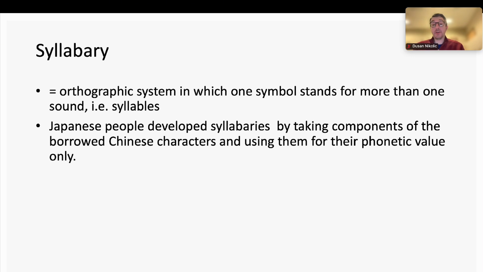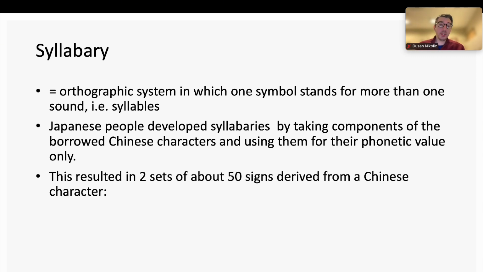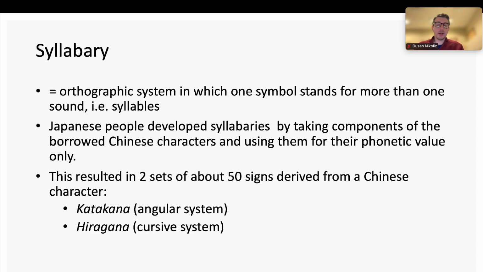Japanese people developed syllabaries. They were among the first who developed syllabaries by taking components of the borrowed Chinese characters and using them for their phonetic value only. This resulted in two sets of about 50 signs derived from Chinese characters, the katakana and hiragana systems, an angular system and a cursive system.